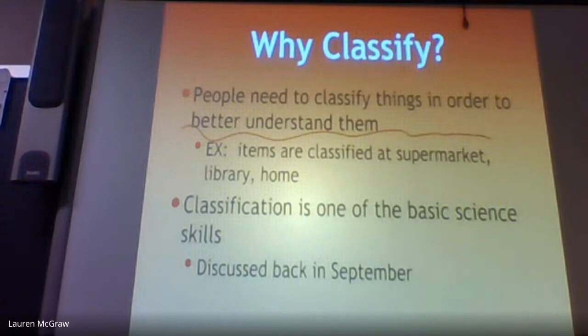Classification is something we did talk about back in September. It's a basic science skill. So this entire chapter is all about that skill. And what are we talking about? Well, we're in life science, so we're going to classify living things. Last year in chemistry class, what did you classify with the periodic table? Elements, right? So you had your noble gases, you had your halogens, and so on. Everything was organized into periods and groups. That's what we do for classification in chemistry class.